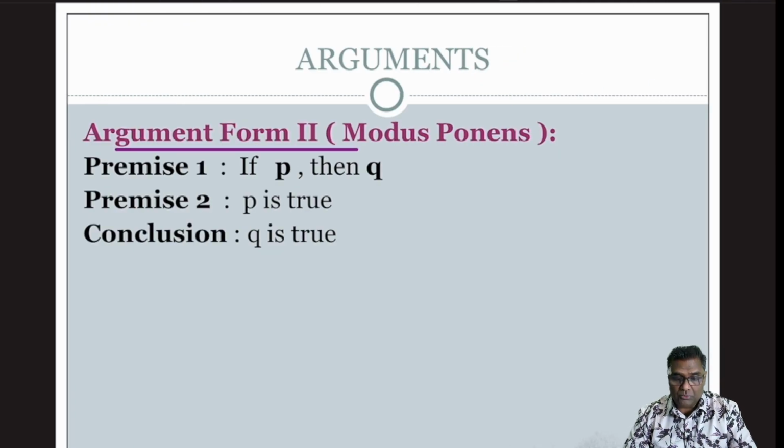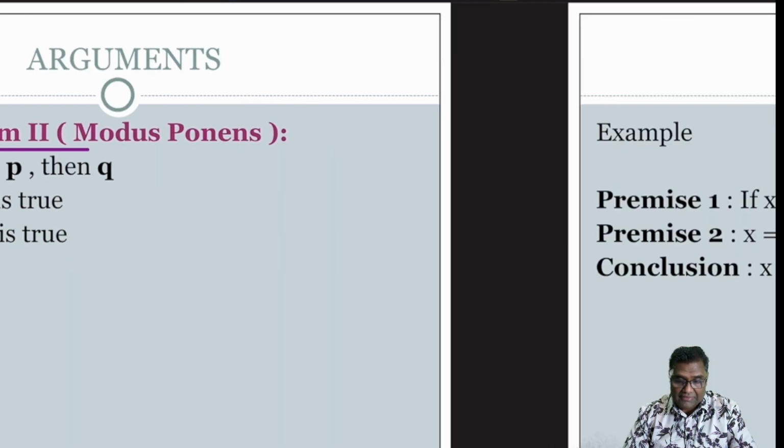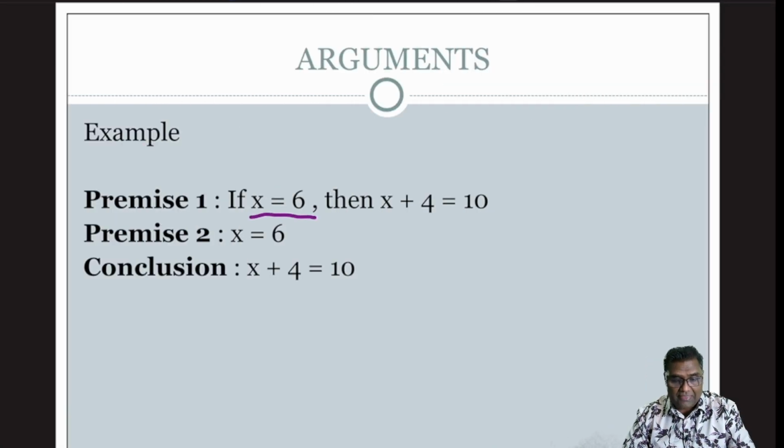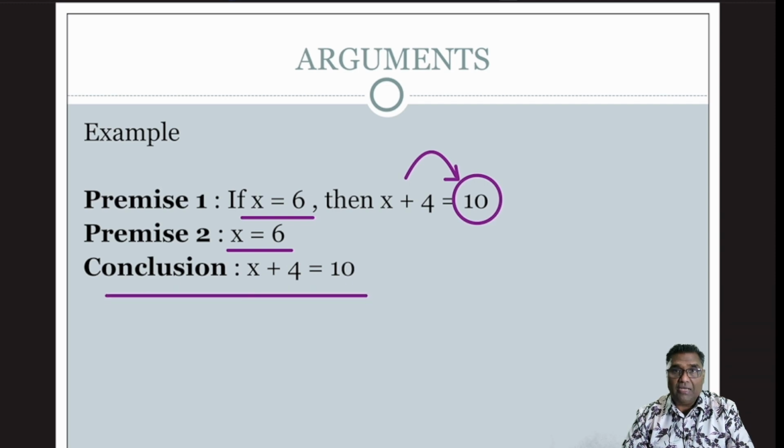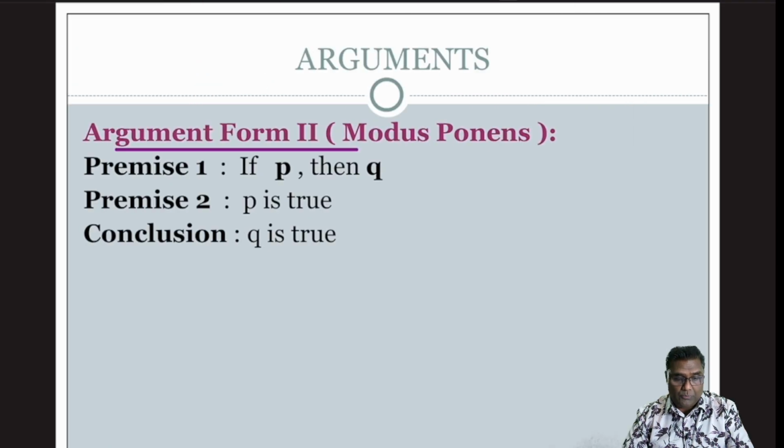Okay, now we come to the next one. Argument form 2. Modus ponens. Okay, this is example. X equal to 6. Then x plus 4 is equal to 10. So premise 2, if x is equal to 6, conclusion is x plus 4 definitely should be equal to 10. This is what we call argument form 2.